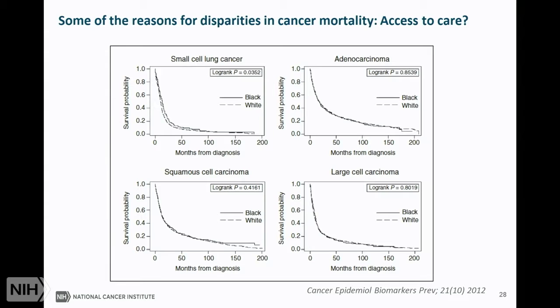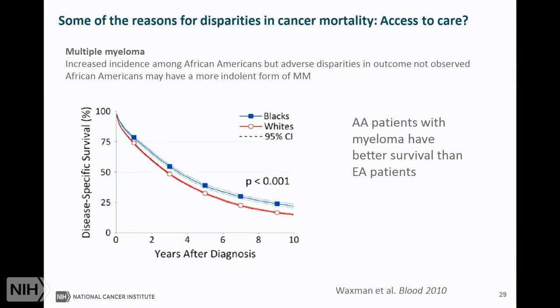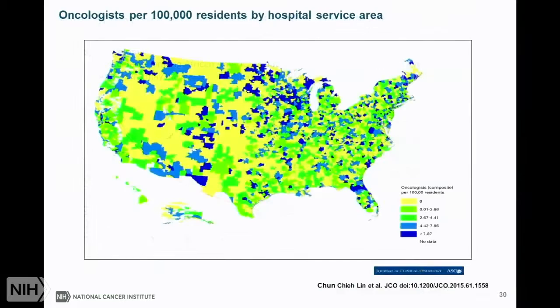But I also don't want to leave you with the impression that for every cancer type, African Americans always do worse. That's not necessarily the case. And this is just one example here for multiple myeloma. This is an interesting cancer because African Americans are certainly more likely to develop the precursor lesion MGUS, but in populations where you actually have the cancer, where it's already been diagnosed, African Americans actually tend to do a little bit better. So I just want you to also be aware of that.